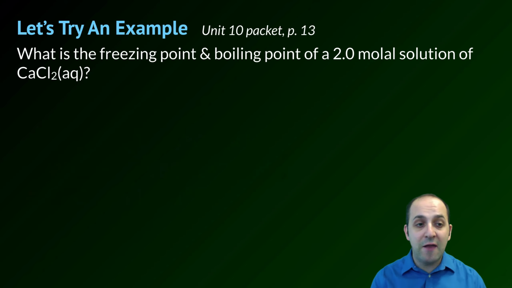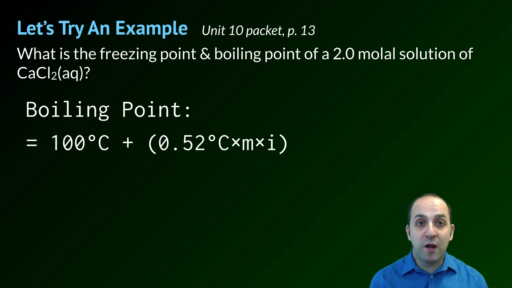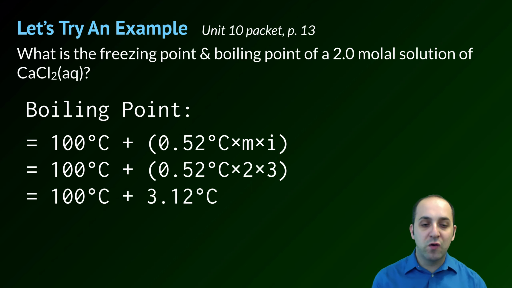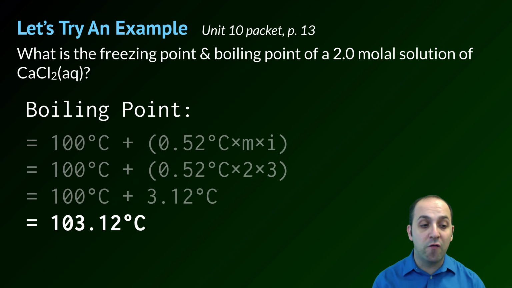Now let's do the boiling point. Boiling point is going to be equal to the normal boiling point of water, 100 degrees Celsius, plus the boiling point elevation, 0.52 degrees Celsius, times the molality of the solution, times the number of particles. Plugging in my values, I get 0.52 times 2 molal times 3, which winds up being 100 degrees Celsius plus 3.12 degrees Celsius for a final boiling point of 103.12 degrees Celsius. Does this make sense? If it doesn't, take a moment and write down any questions that you have before we wrap up.